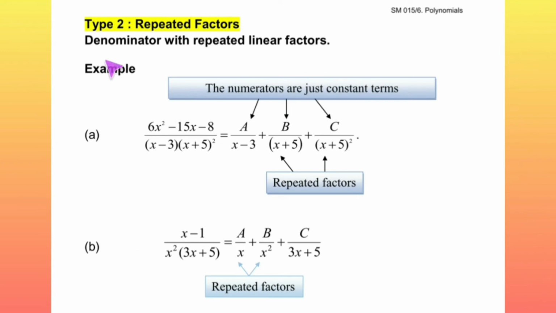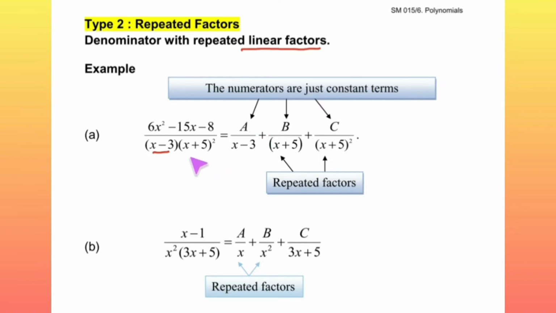Next, we move to type 2, repeated factors. Denominator with repeated linear factors. Example A, let's say we are given 6x squared minus 15x minus 8 over x minus 3 times x plus 5 squared. To express this expression into a partial fraction, we need to check the denominator.